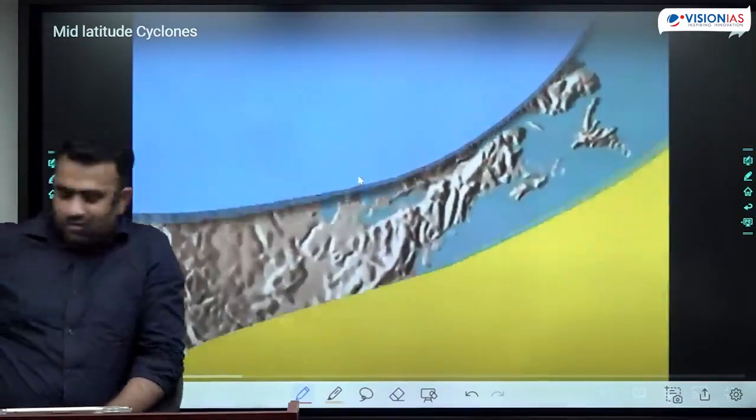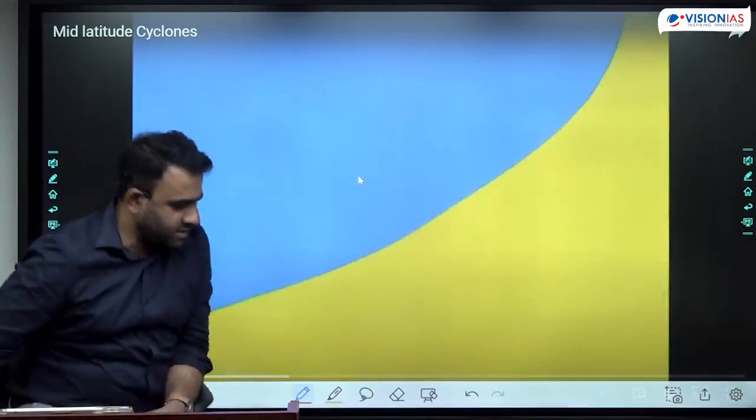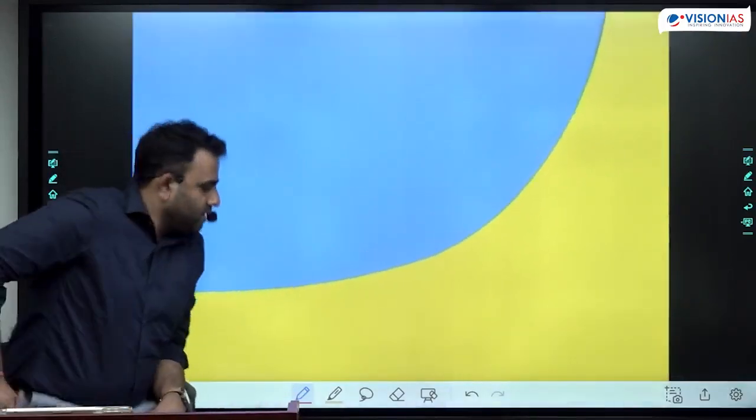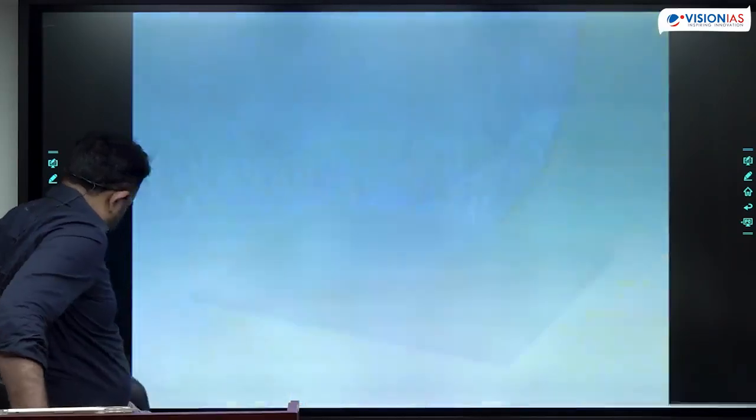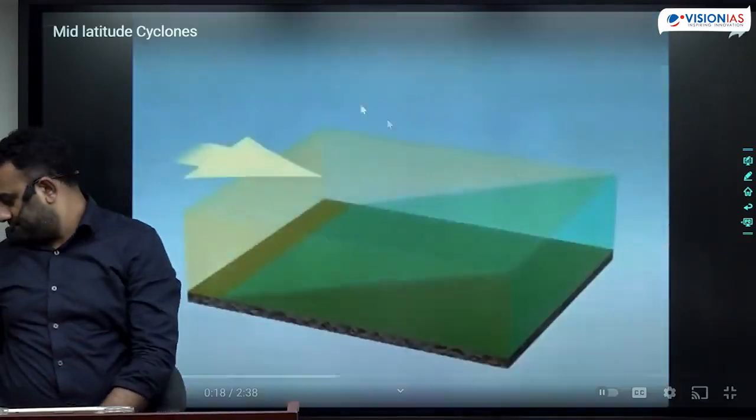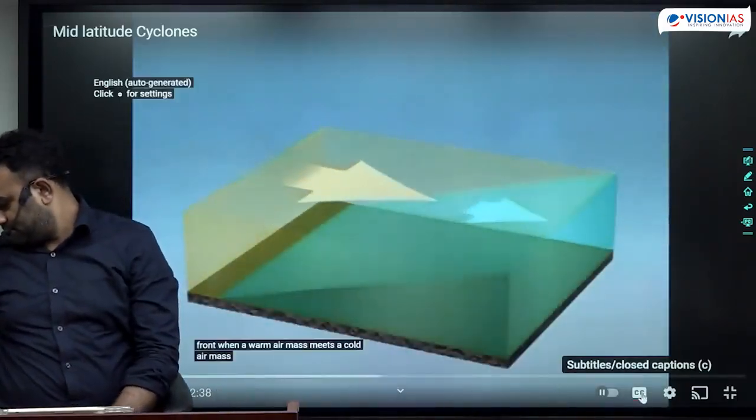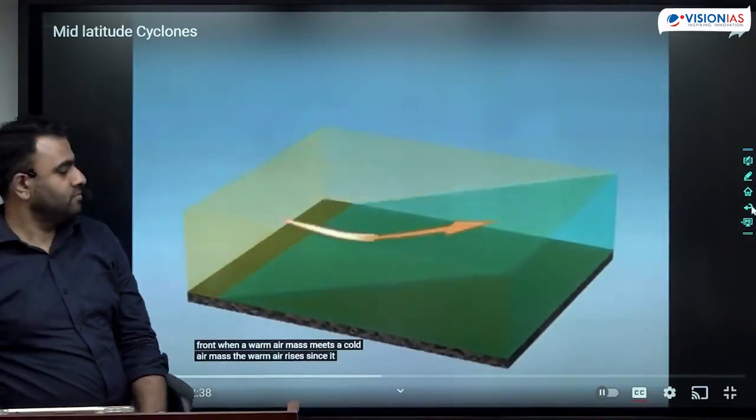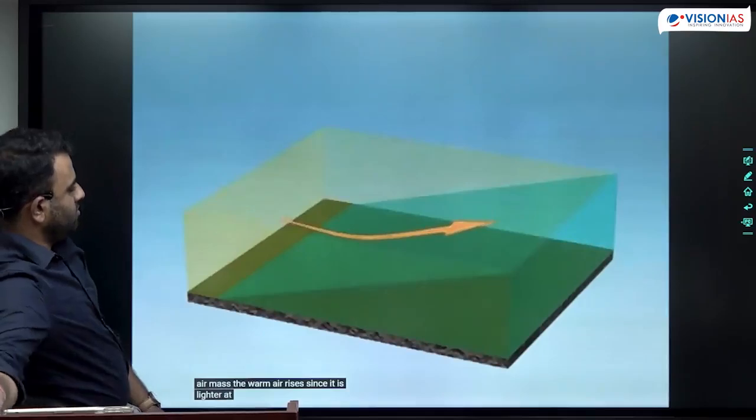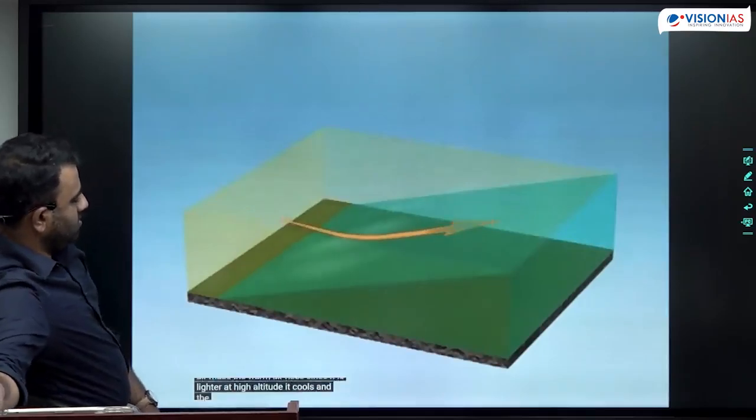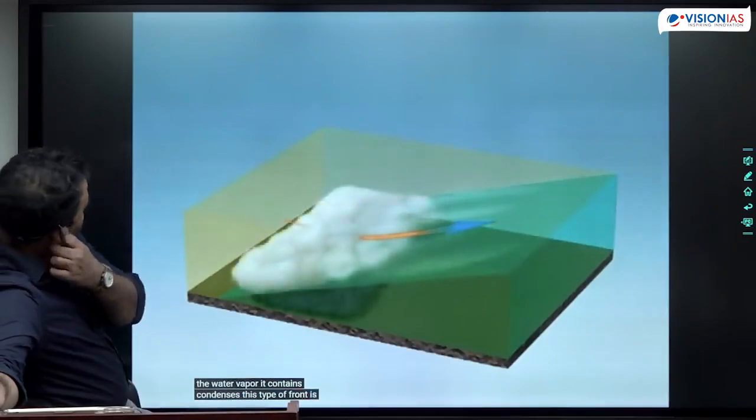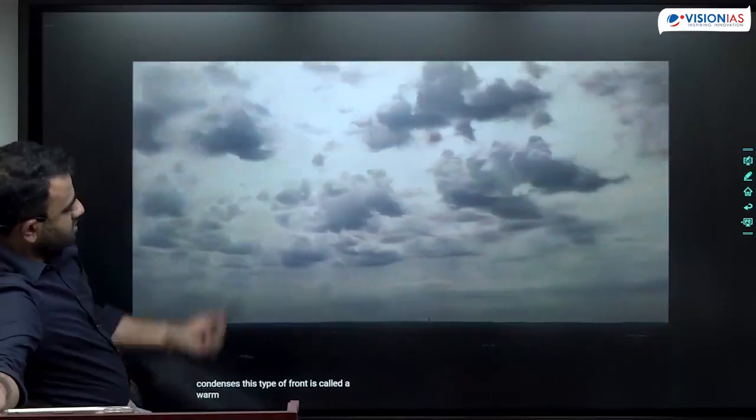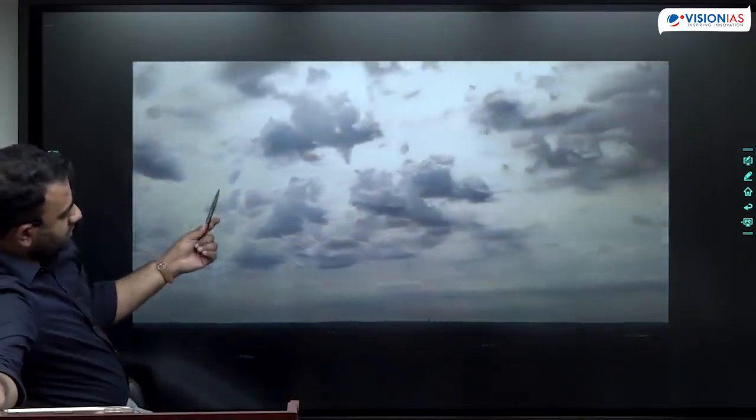When two different air The masses same come into repeated part, contact, they it don't will continue. mix. They push against each other along a line called a front. When a warm air mass meets a cold air mass, the warm air rises since it is lighter. At high altitude, it cools, and the water vapor it contains condenses. This type of front is called a warm front. This is how the nimbostratus clouds are formed, warm front.